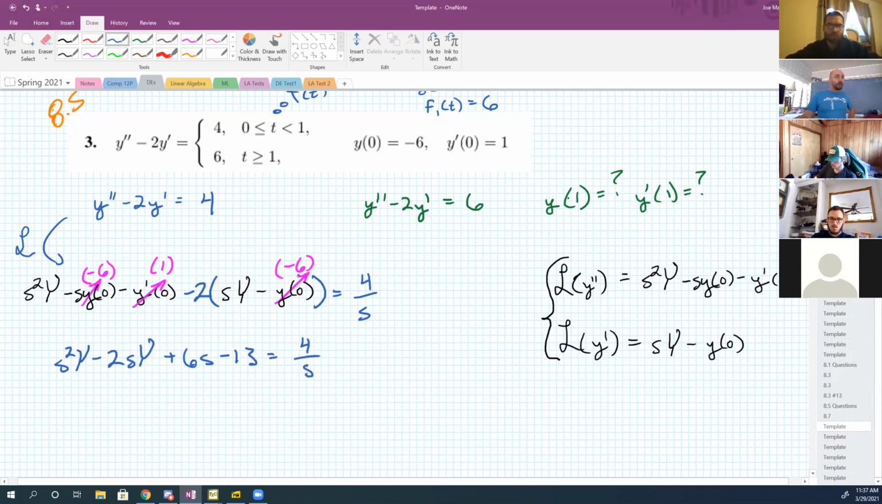This is the point where I need an arithmetic double check from you guys. Let's see. So that should have been plus 6 times minus 2 and then minus 1. I think I'm good. Objection? That looks correct. Okay.